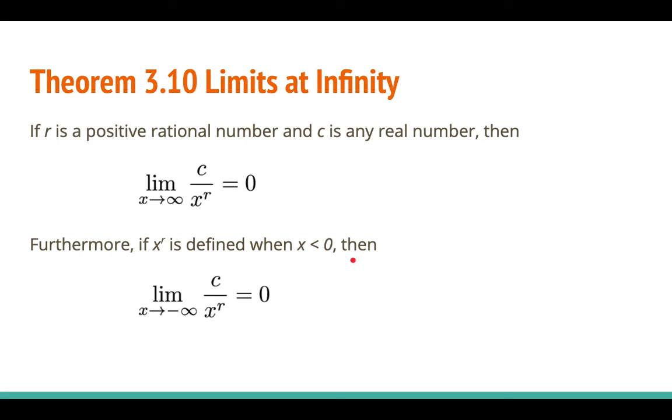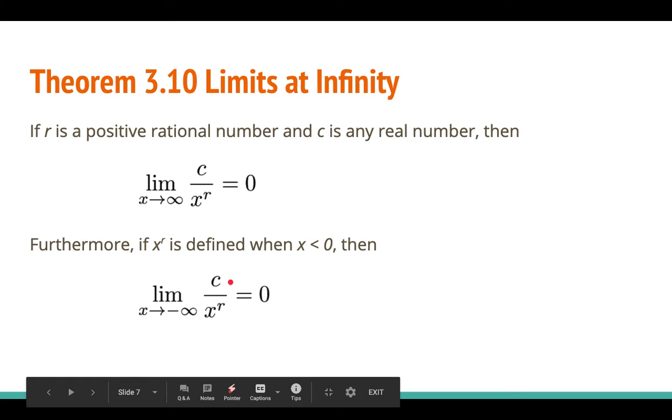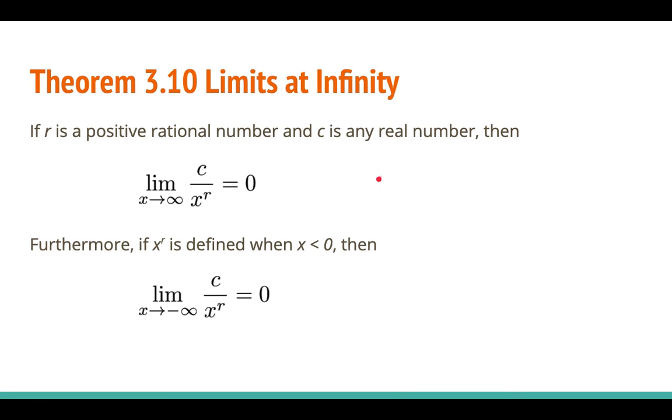We also have this nice one, that if I have a constant over x to any power, as long as r is a positive real rational number, the limit as x goes to infinity of any number over x to a positive power is going to be 0. And the same thing with negative infinity. It's going to approach 0 if we have a constant over x to a power. That's one of the things we're going to make heavy use out of.